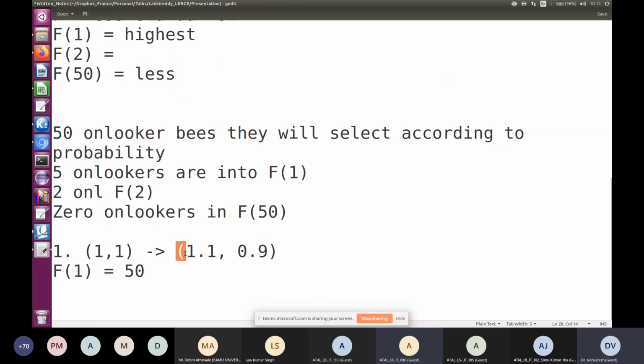Then the fitness value of this will be evaluated. If the fitness value of this newly found coordinate is higher, for example, earlier f of 1 1 is equal to 50, and after finding the new food source 1.1 0.9 the fitness value is higher, let us say 55, then what it will do is simply forget the previous one, 1 1, by the employed bee, and now it will associate the new solution, which has the higher fitness value. So 1.1 0.9 has a higher fitness value than the previous one, so it will be updated.